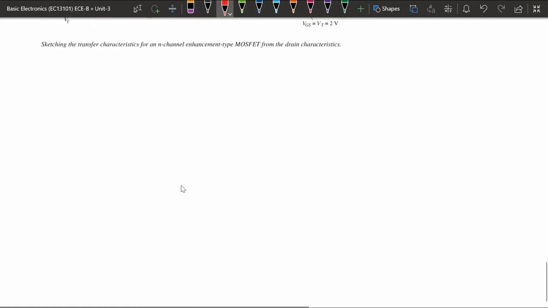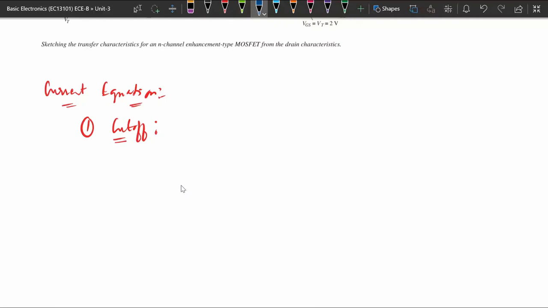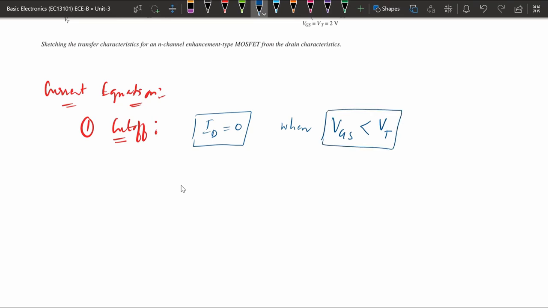Different current equations are given, and we will be proceeding with them. There are basically three different regions where this MOSFET is going to operate. One is the cutoff region, where the enhancement type MOSFET is in cutoff. The current flowing will be zero in the cutoff region, and the condition is when the VGS that we are applying is less than VT. So if VGS is less than VT, the current flowing will be zero, and this is called the cutoff region.